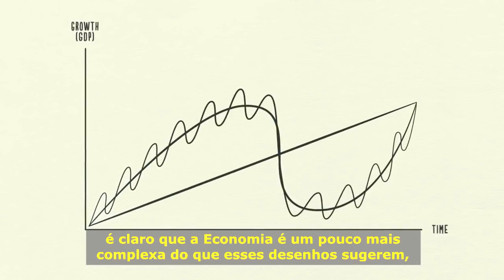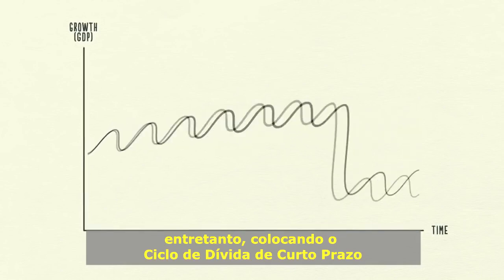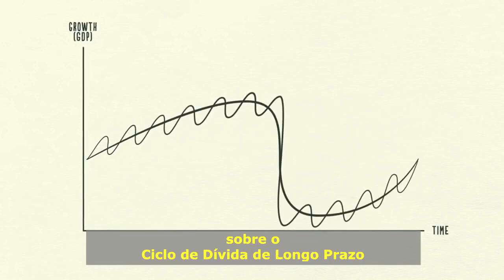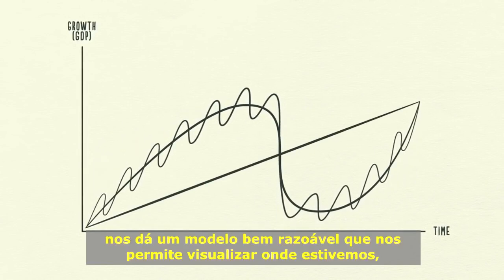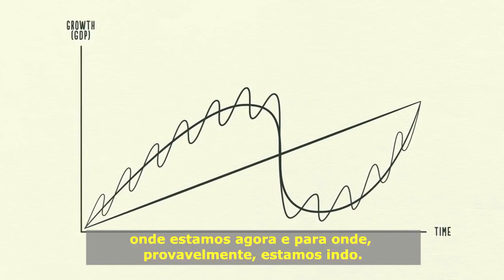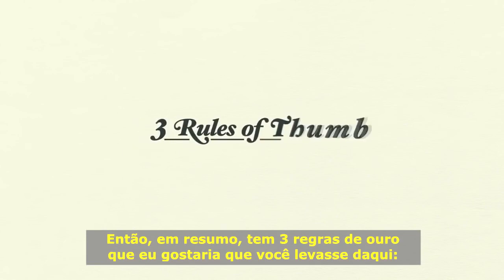In closing, of course, the economy is a little bit more complicated than this template suggests. However, laying the short-term debt cycle on top of the long-term debt cycle, and then laying both of them on top of the productivity growth line, gives a reasonably good template for seeing where we've been, where we are now, and where we're probably headed. So, in summary, there are 3 rules of thumb that I'd like you to take away from this.